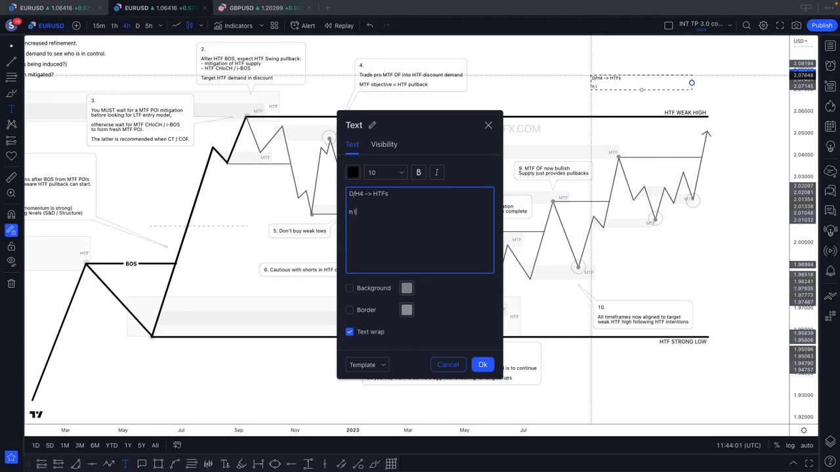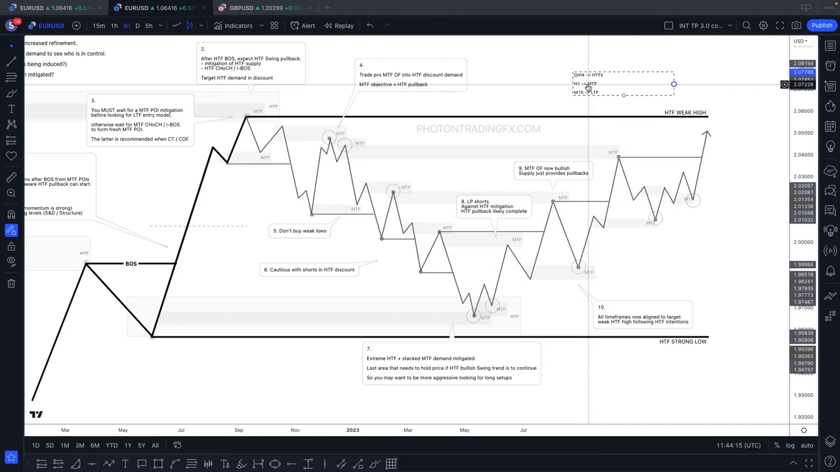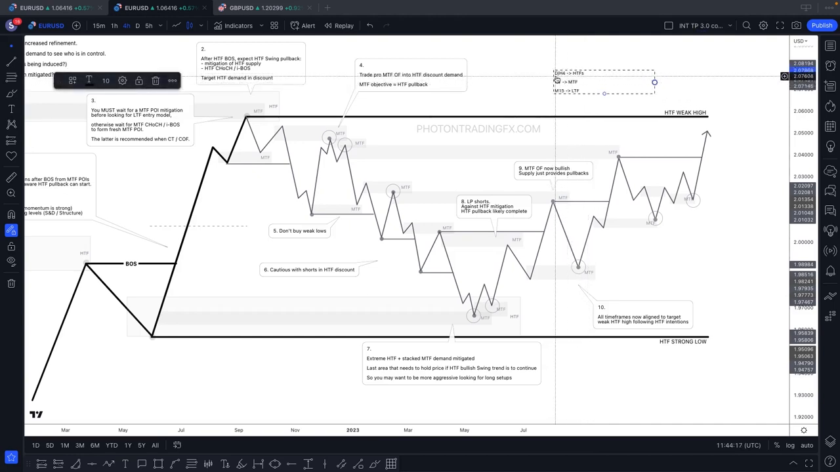I use the H1 as my medium time frame. Sorry guys, medium time frame. And I use the M15 as my lower time frame. Okay, these are the time frames that I currently use: daily and H4 as high time frames, H1 medium time frame, M15 low time frame.